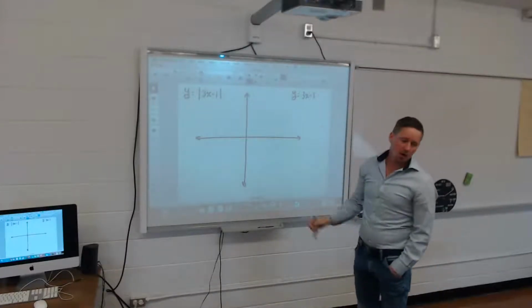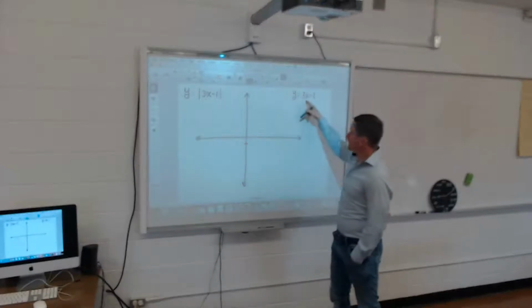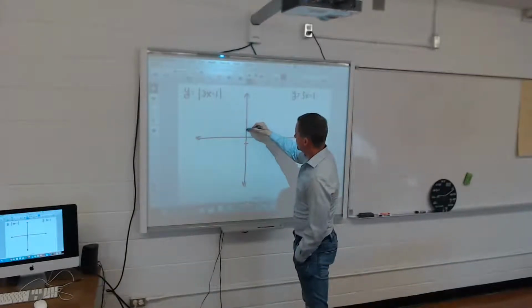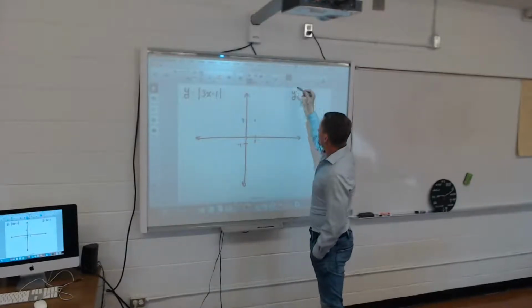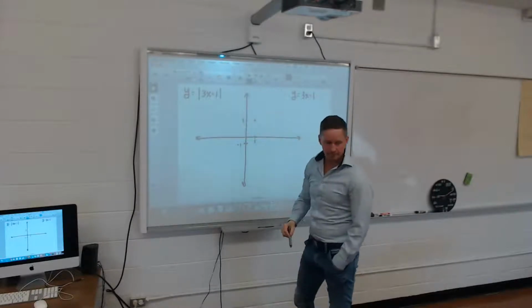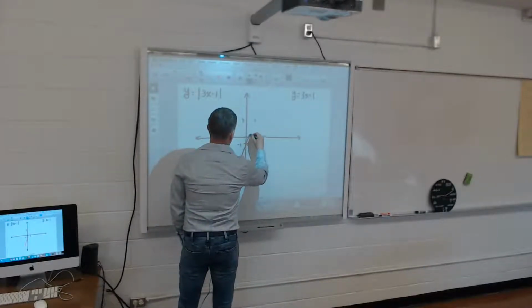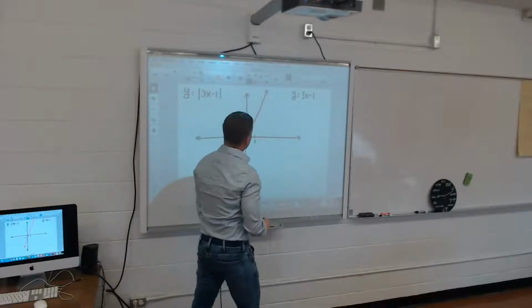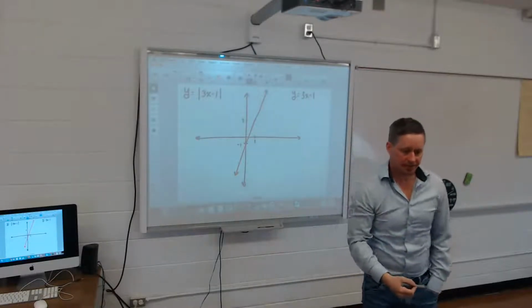My starting coordinate is 0 and -1. It's right there. My slope tells me go up 3, right 1, up 1, up 2, up 3, and then right 1 to here. Okay, so I have my two coordinates here and here. Now I'm going to draw my line through them. So there I have it. I've now graphed y equals 3x subtract 1. That's the first step.